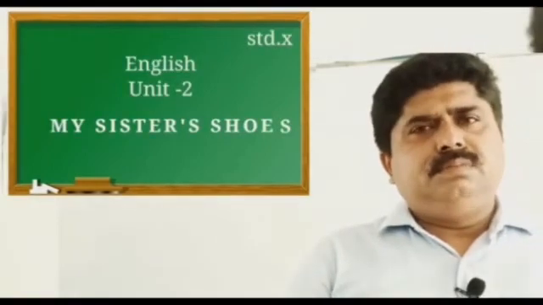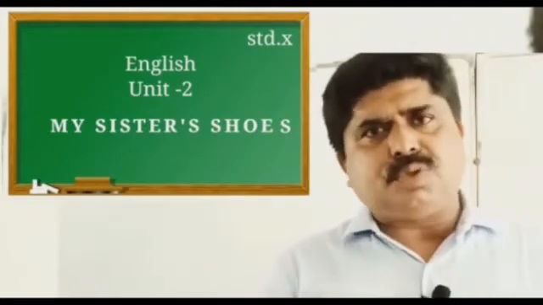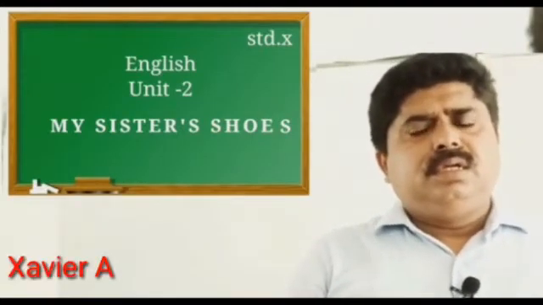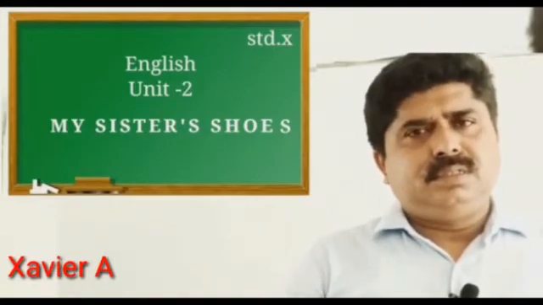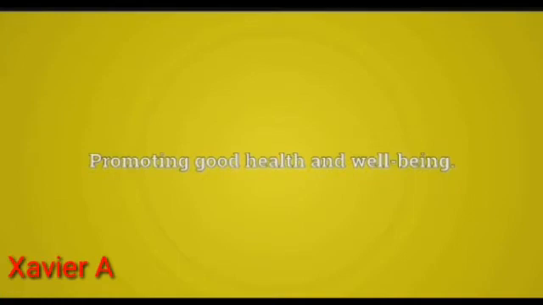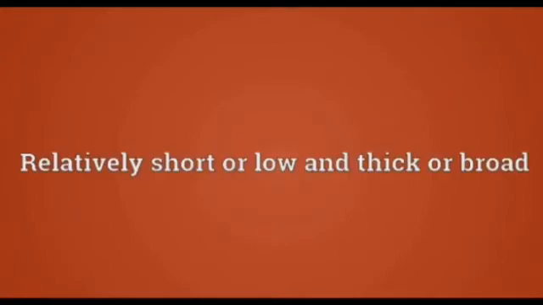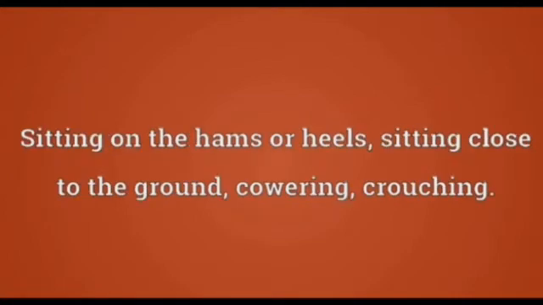Now, we are going to see some of the difficult words before starting the textbook. We are going to see the difficult words from this video clip. Wholesome: promoting good health and well-being, promoting moral and mental well-being. Squat: relatively short or low and thick or broad; sitting on the hams or heels, sitting close to the ground, cowering, crouching.